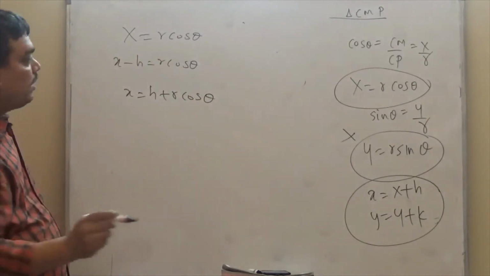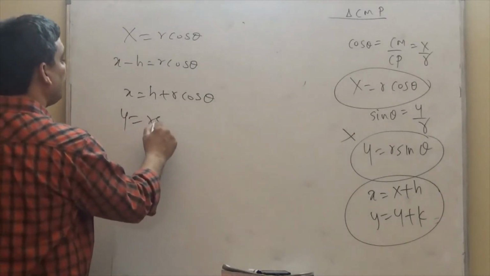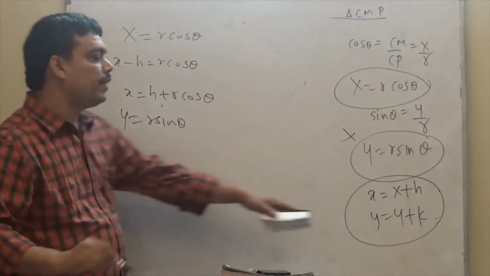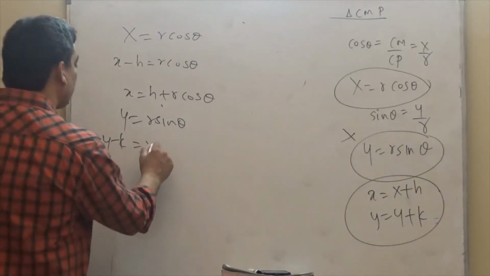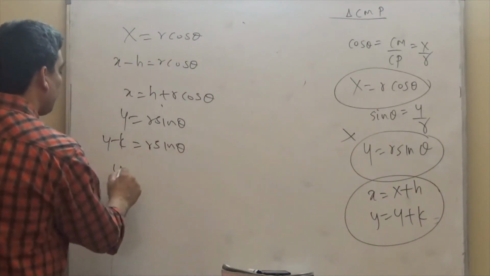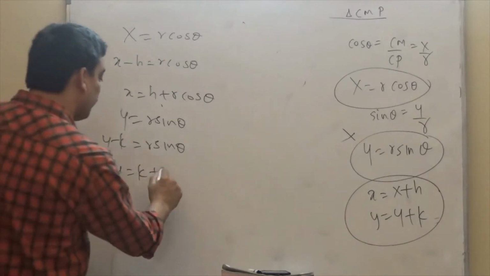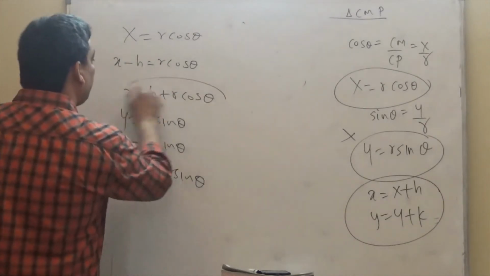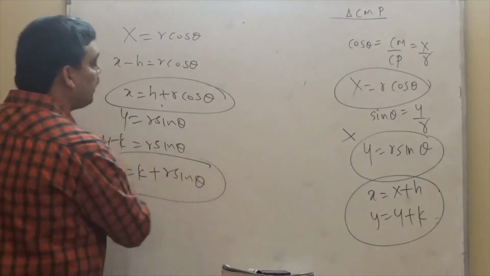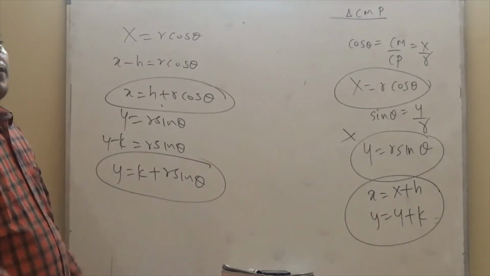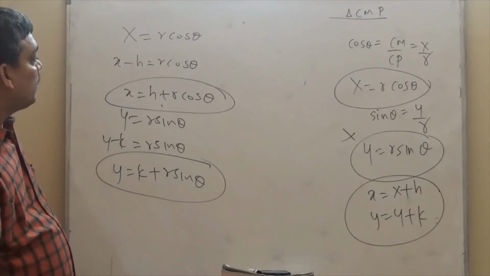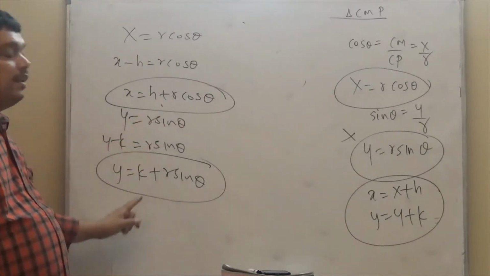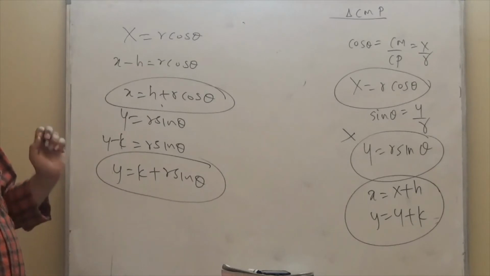And from the other result, capital Y equal to r sin theta. If I change capital Y using this as small y minus k, we write y minus k equal to r sin theta, or y equal to k plus r sin theta. So we can therefore say this is small x and this is small y for any point on the circle chosen. That is, if a circle has center (h, k) and radius r, any point on that circle is going to have this as the x coordinate and this as the y coordinate, where theta is a parameter.